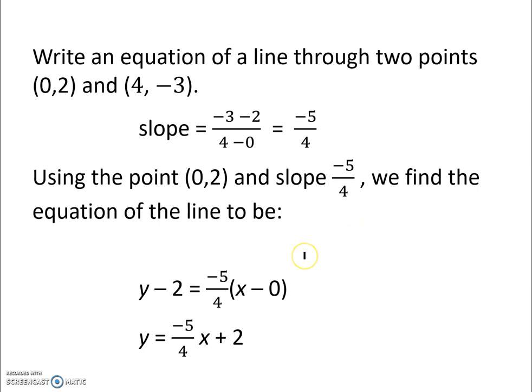So we find the equation of the line to be y minus 2 equals -5/4 times x minus 0. So we take the -5/4 times x and we get -5/4 x. Adding 2 to both sides of the equation, we find that our equation is y equals -5/4 x plus 2.